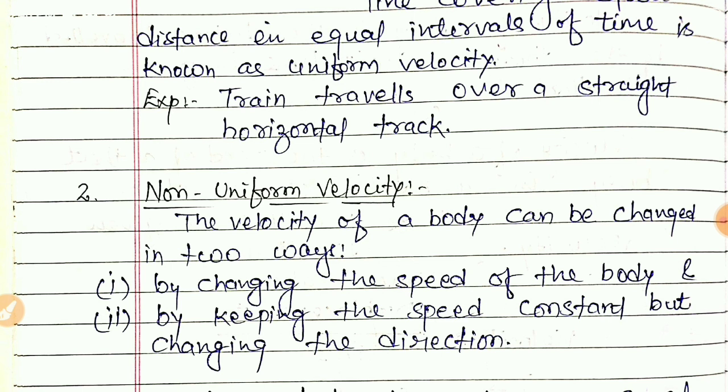As we know, velocity has both magnitude and direction. If we change the direction of the moving object, this leads to a change in velocity. And if we change the magnitude, meaning we change the speed of the object, this also changes the velocity. So in these two ways we can change the velocity of an object.